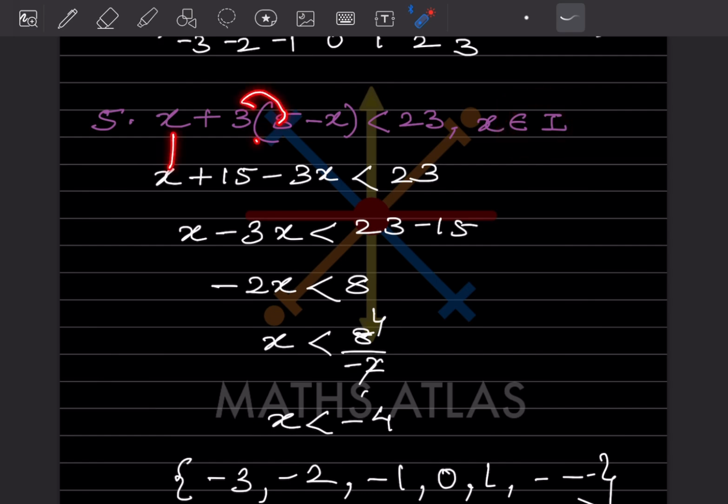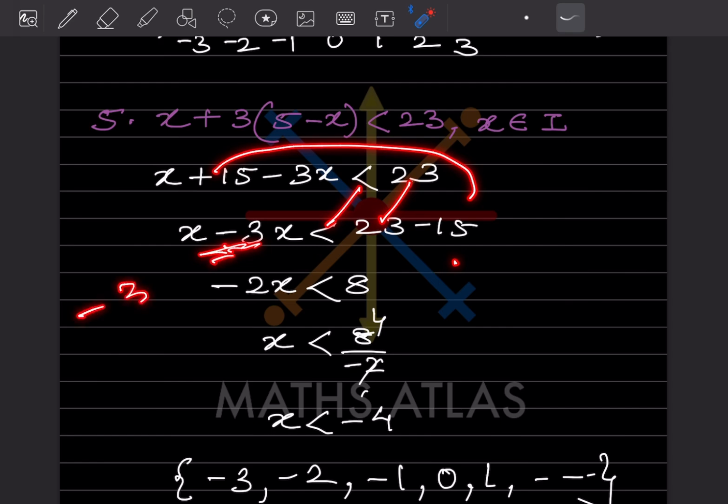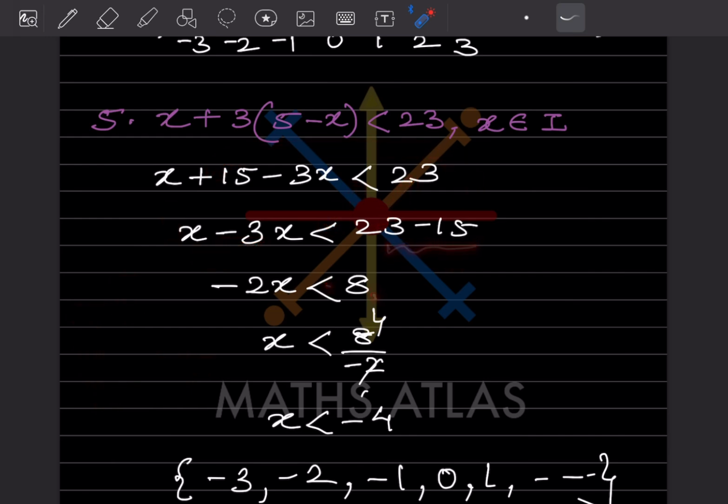So this is going to be 15 minus 3x is the same. So now let us keep x on one side. So this and this are here. This is the same, this is the same. Plus 15 will be minus 15. So here will be minus 3 and this is 1. So plus 1, that is going to be minus 2x is less than, this is going to be 8. So x is going to be 8 divided by minus 2, which is going to be 4. So x is less than minus 4.